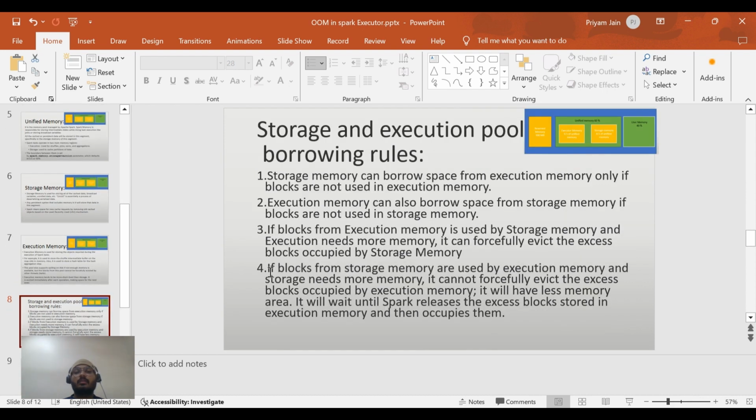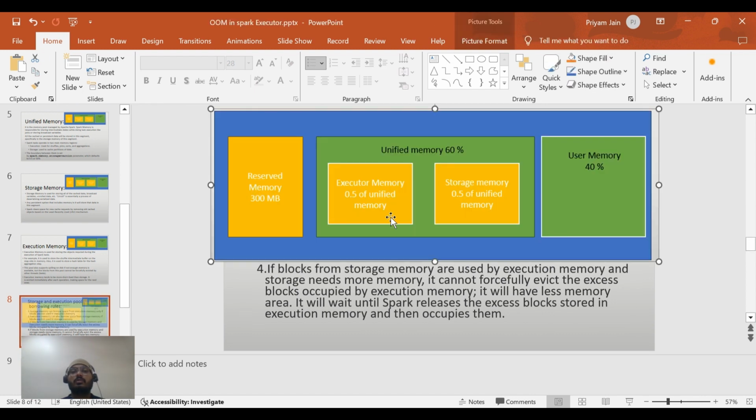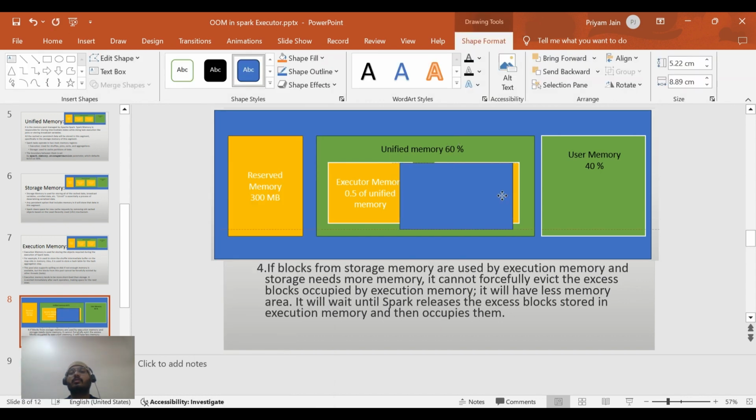Then this is the first two lines. Storage memory can borrow space from the execution memory only if blocks are not used in the execution memory. Suppose 0.4% of execution memory is free, and storage memory requires more space. So this storage memory will consume this much part, right? Then storage memory will become bigger, right?